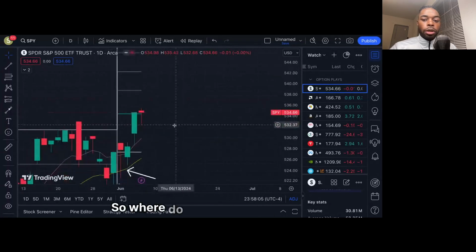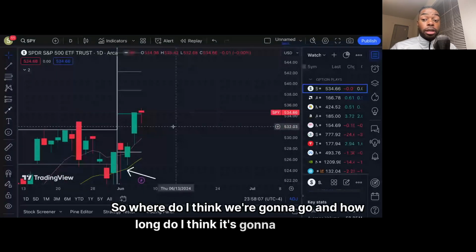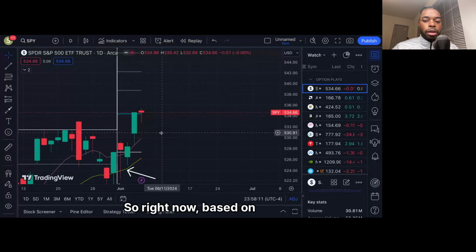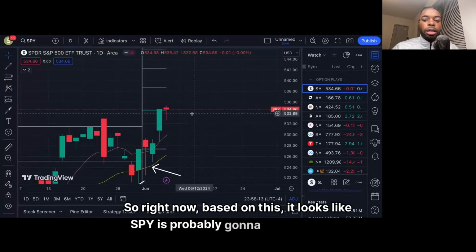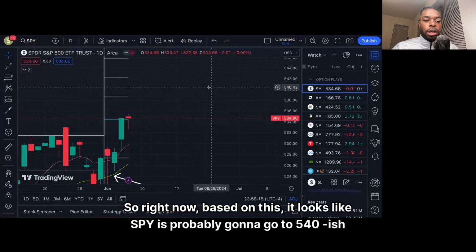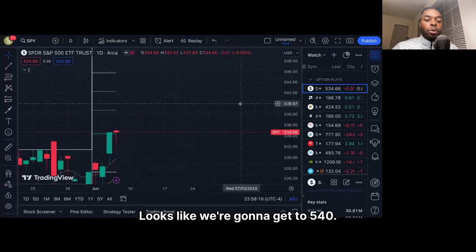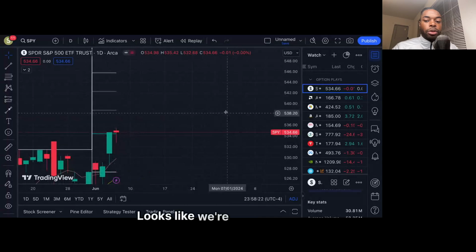So where do I think we're going to go, and how long do I think it's going to take to get there? That's how you're going to choose your option. So right now, based on this, it looks like SPY is probably going to go to 540-ish because of how bullish it is. We're creating all-time highs. Looks like we're going to get to 540. Okay. Looks like we're going to get there.